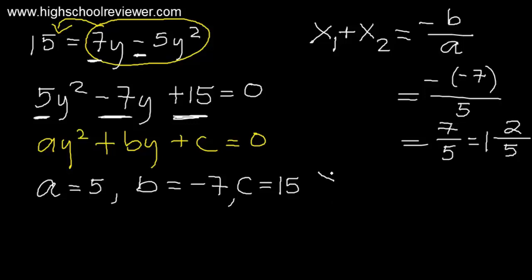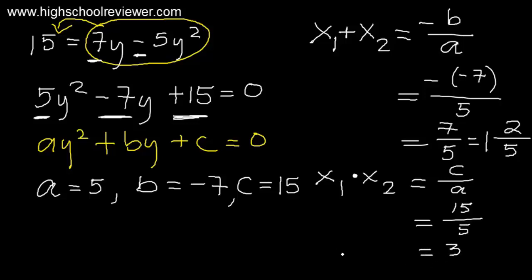And for the product of the roots, we have x sub 1 times x sub 2, which is c over a. The value for c is positive 15, so our c here is 15. Our a is 5. So 15 divided by 5 is positive 3. So our x sub 1 times x sub 2 is equal to positive 3.